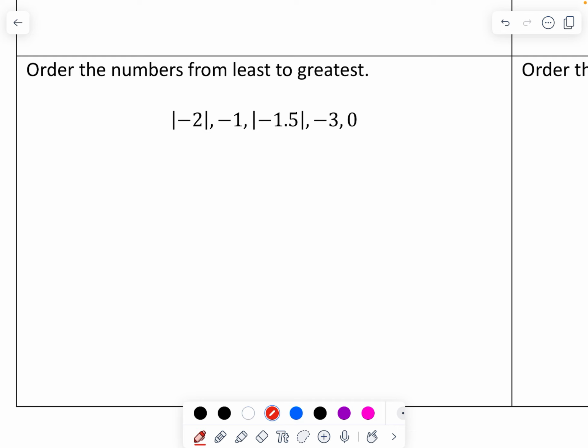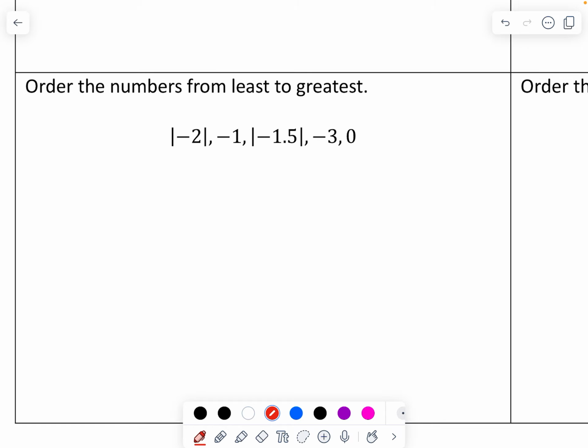All right. So pay attention on this one, because this negative 1, there's no lines around it. It's not the absolute value, okay? Because this line goes for the negative 2, and this one goes for the negative 1.5. So there's no absolute values of the negative 1 or the negative 3 or the 0, so those will all just stay the same. But this one, the absolute value of negative 2 is a positive 2, and the absolute value of negative 1.5 is positive 1.5. The other ones stay the same.